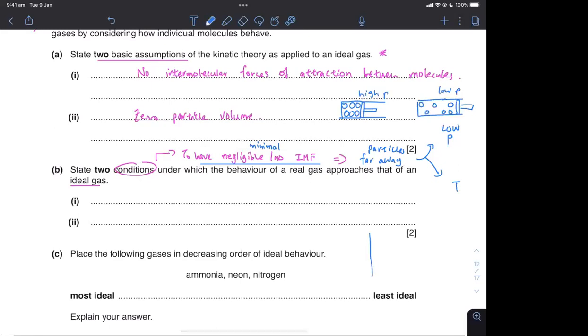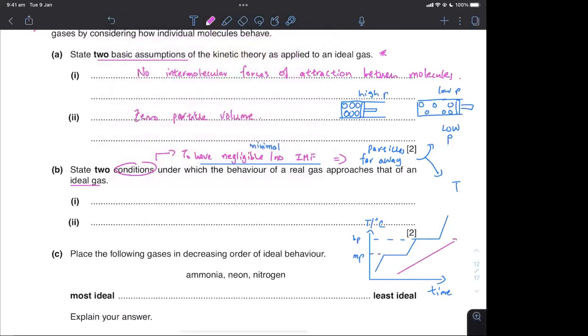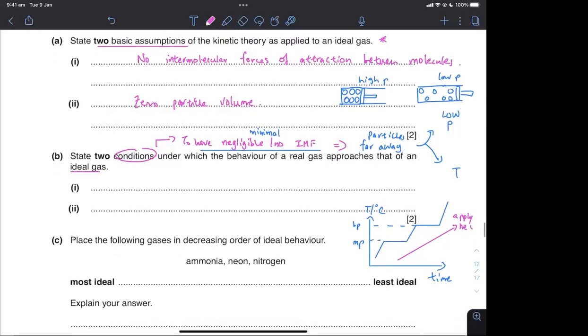Now this is year 9. Even I teach this in year 9. This is a heating curve. You must have seen this before, right? This is the melting point, this is the boiling point, this is temperature, and this is time. So we are applying heat, and your particles gain kinetic energy. Your particles absorb heat as they get heated.